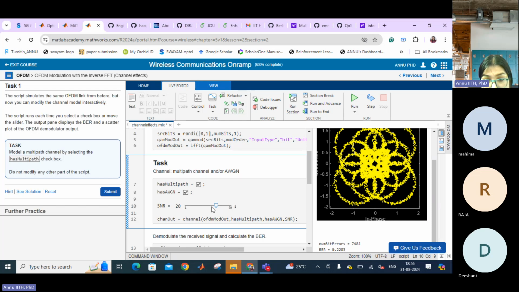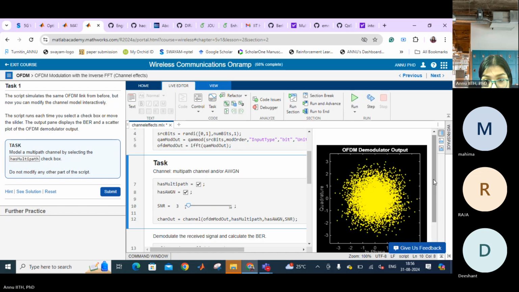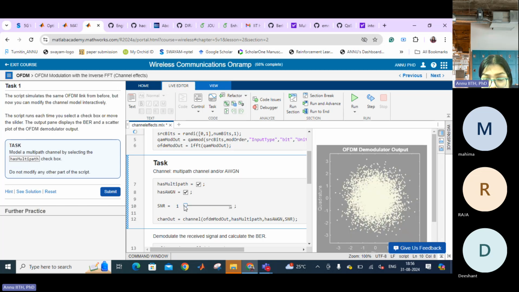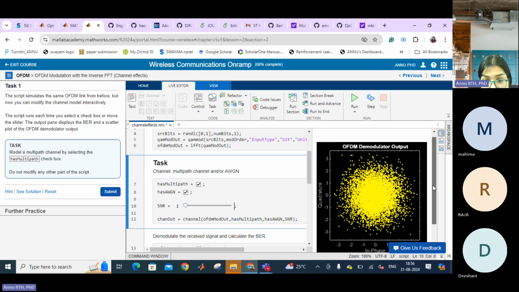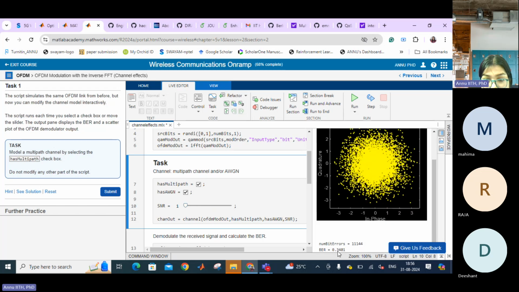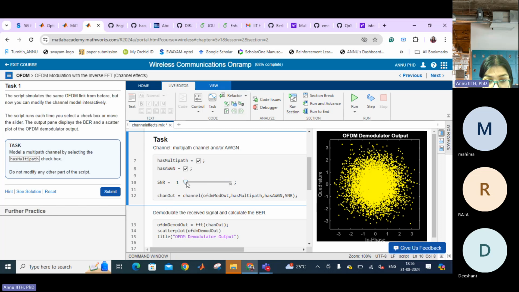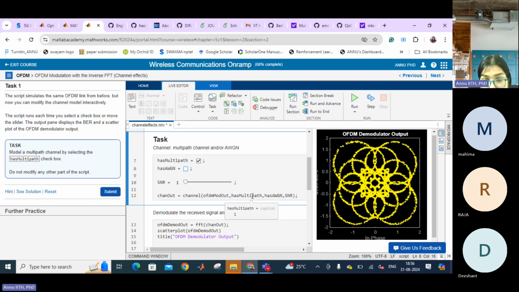Let's reduce this SNR to 3. BER is 0.30. So I think we have to increase the SNR further. But we have a lower SNR, 0.34. So yes. And if you only consider AWGN, multipath without AWGN, let's see.